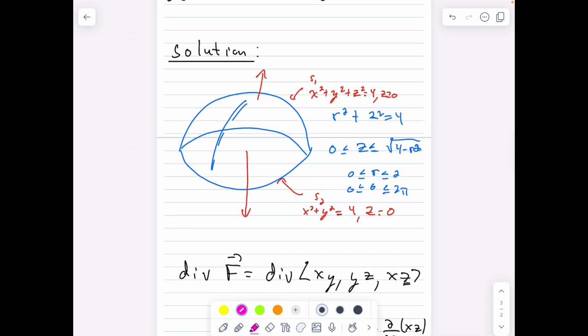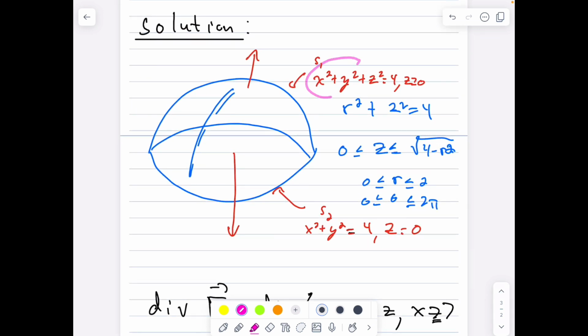x squared plus y squared is like saying r squared. So this is like saying r squared plus z squared is 4. And if you were to solve for z, z would equal the square root of 4 minus r squared. So your z's would be between 0 and the square root of 4 minus r squared. Your r's are between 0 and 2. And your theta would be between 0 and 2 pi. So just refer back to what you know about cylindrical coordinates for this.